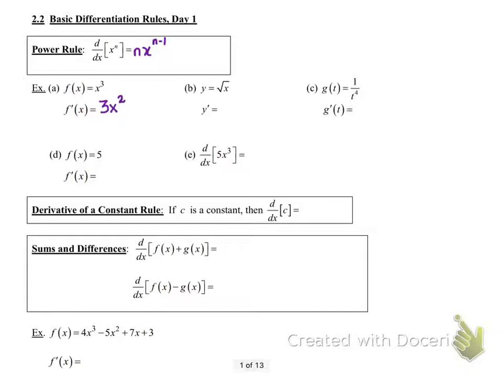Now on this next one, it says the square root of x. You need to remember that the square root of x is the same thing as x to the 1/2. So when you take the derivative, you bring down the power and you subtract 1 from the power.